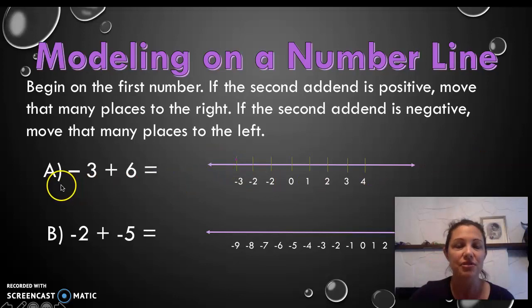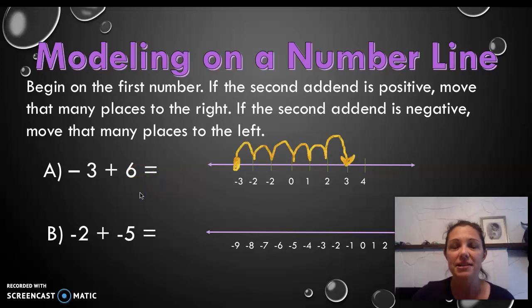So to model this first one, we have -3 plus 6. So we're going to start on the -3. We're adding a positive number to that. We're making it more positive. So we're going to jump to the right 6 places. That's going to land us at a +3.